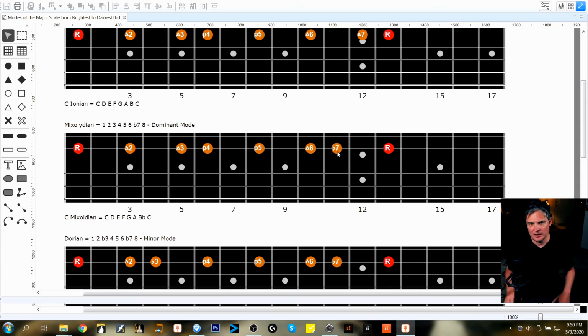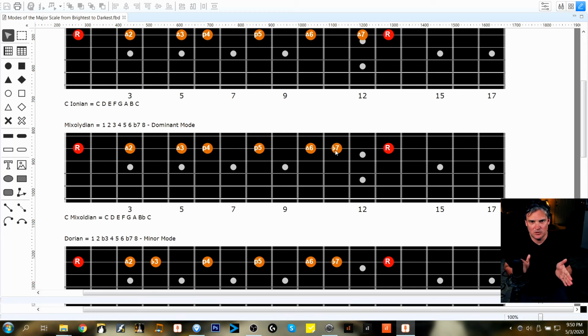One way that I like to think about it is the Mixolydian is a mix. It's a mix of the major scale with a minor scale, kind of. It's got a major third and it's got a minor 7. So it has its feet in two different worlds.